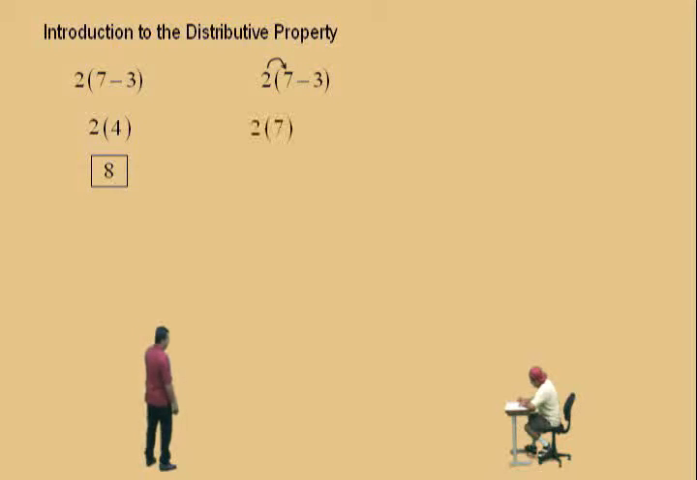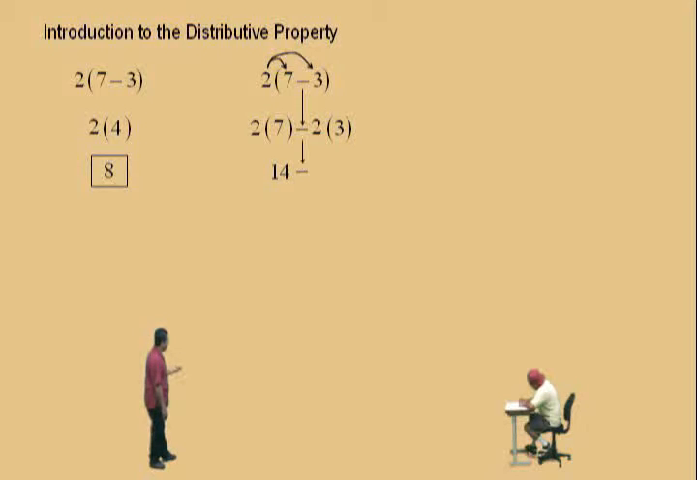Distribute. 2 times 7 is, okay, and your operation is subtraction. Bring that down. And then what? 2 times 3. Okay, 2 times 3, that's right. All right, now, 2 times 7 is what, Charlie? 14.